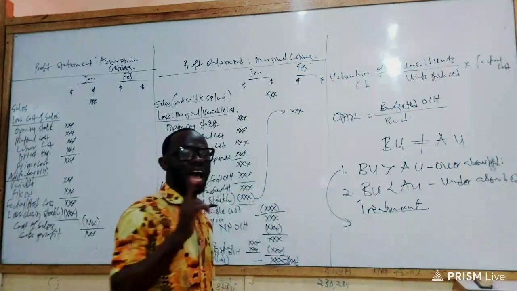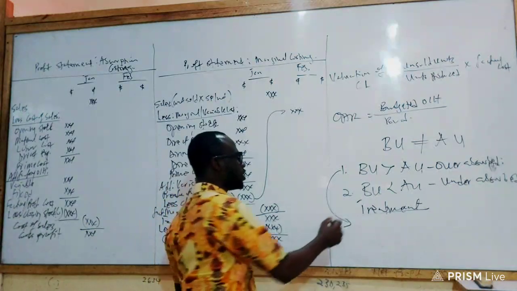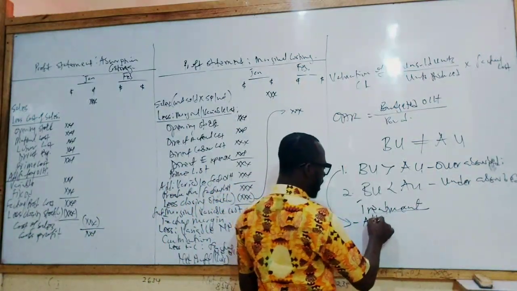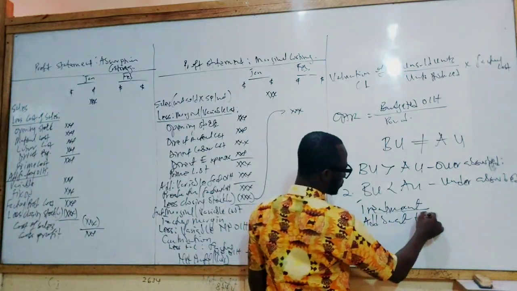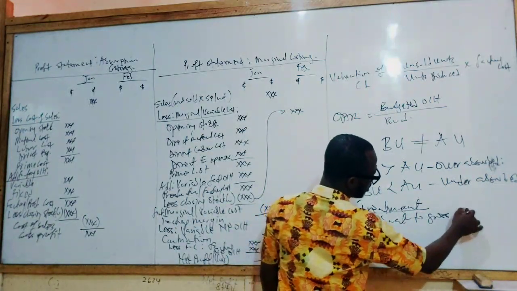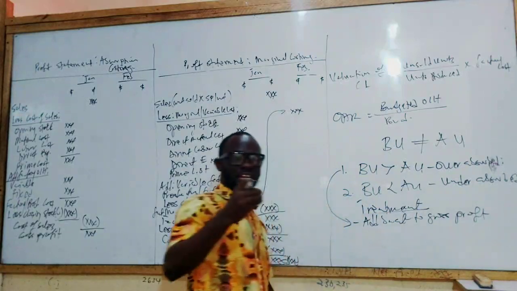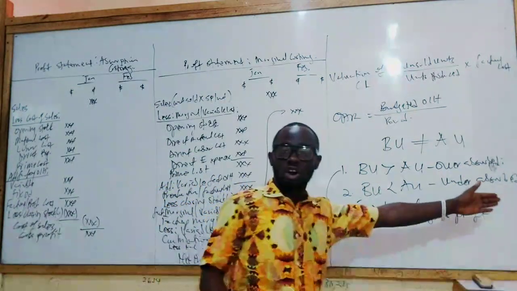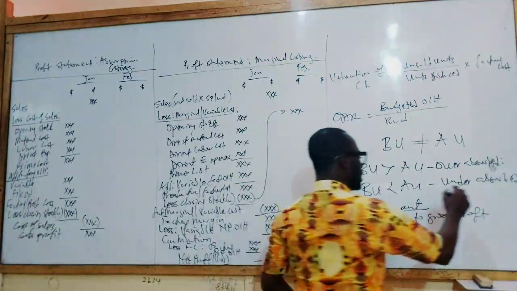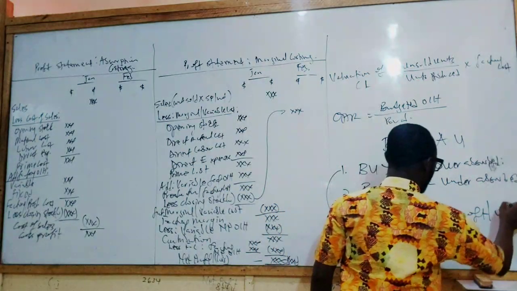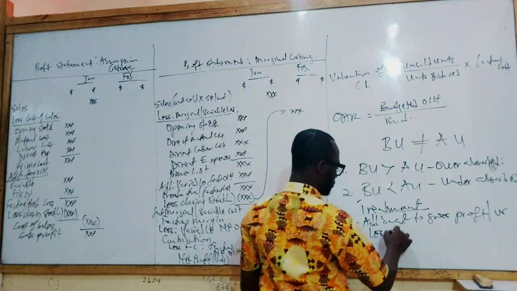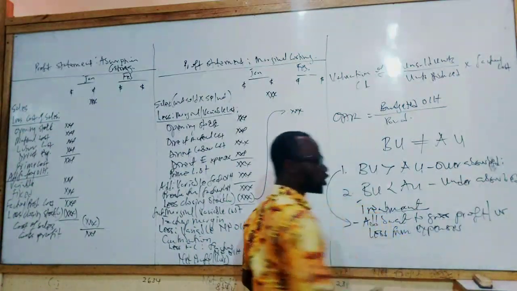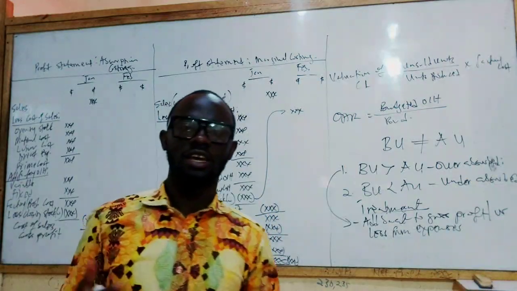So when overheads are over absorbed, this is the treatment. Since it is over absorbed, you add it back to gross profit. Okay? You add the difference of the absorbed thing to the gross profit, or to expenses if you are preparing the cost sheet, or you less it from expenses. So let me explain what we are saying here to you.